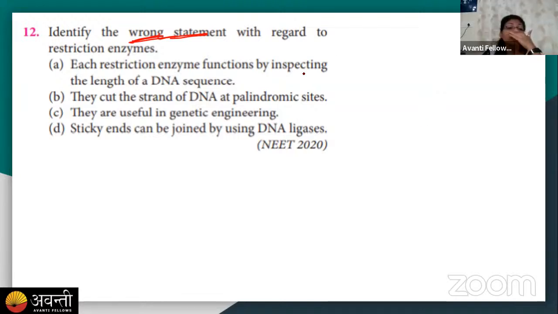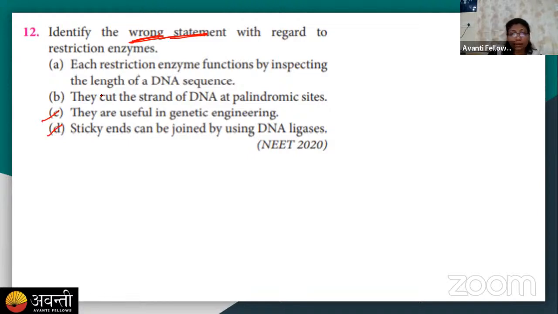Okay, now you have to find the correct option, the incorrect one, right? Okay, so you have opted for option A. Let's find out. Start with the D then. The option D says sticky ends can be joined by using DNA ligase. Okay. Option C says they are useful in genetic engineering. Right? Both the statements are correct.